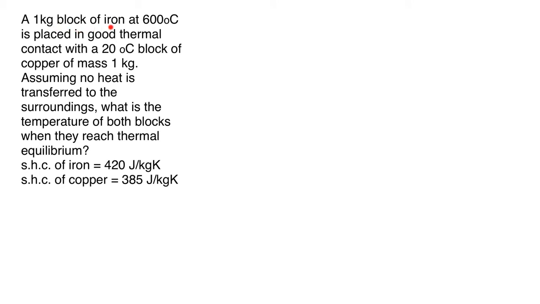This is a question from the lesson. It's when you put an iron block that is very hot in contact with a copper block that's quite a bit colder, and you want to see which temperature they reach when they reach thermal equilibrium. We start off doing the same thing as before, and this is the trick to get these questions right: think about the change in energy.